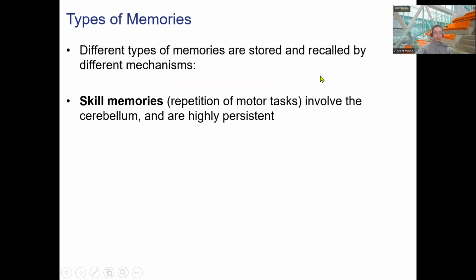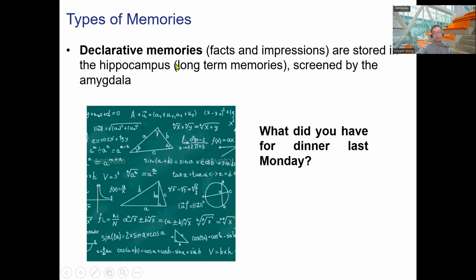Types of memories are stored differently. I already told you about skill memory, repetition of motor tasks. They are stored in the cerebellum, and then they don't go away. The declarative memory are facts and impressions, and they are stored in the hippocampus for long-term memory, but they are screened by the amygdala. What do I mean by that?